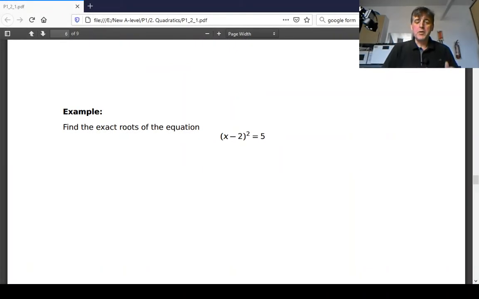Now, you do need to know that quadratic formula. If you haven't already memorized that, then you will need to memorize that formula. It's so important that we just need to know it. It's not going to be given to us in any formula book or anything like that in the exam.